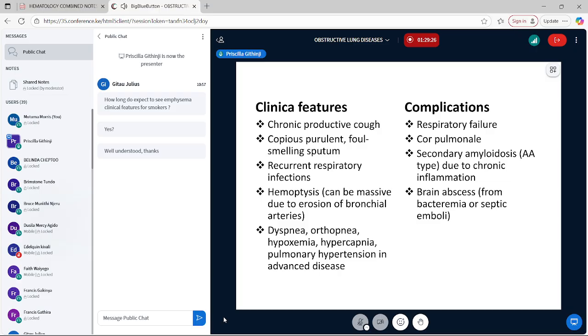So what are the complications? They can develop respiratory failure. Of course, if you're destroying the architecture of the lung, you're going to lead to respiratory failure. Because of the pulmonary hypertension, they will develop cor pulmonale. And then because of the persistent infections and you're producing immunoglobulins, you have laying down of amyloid. So they get secondary amyloidosis, especially the AA type. And then these infections can embolize to other areas. And if they go to the brain, you're going to get a brain abscess. I think that's my last slide.